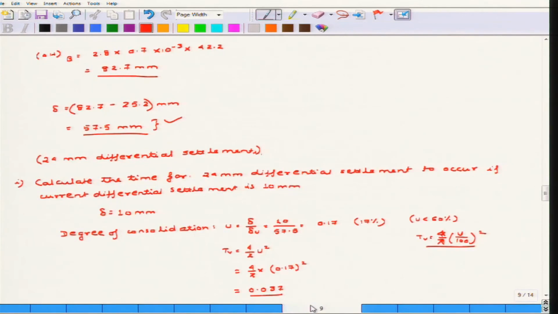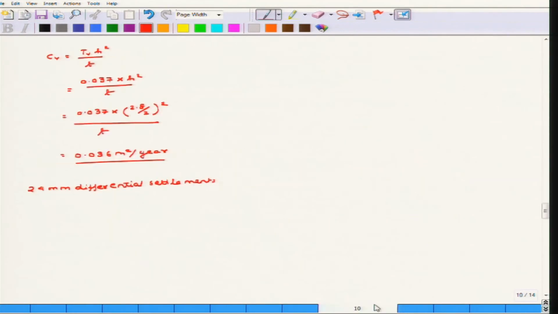The 10 millimeter can be achieved in both the layers. The 10 millimeter differential settlement is due to the excessive settlement under footing B, but not under footing A. So that is why we considered 2.8 meter rather than 1.2 meter.